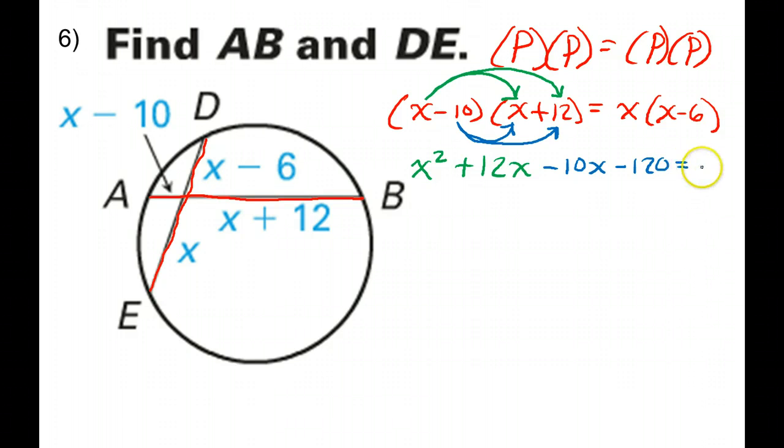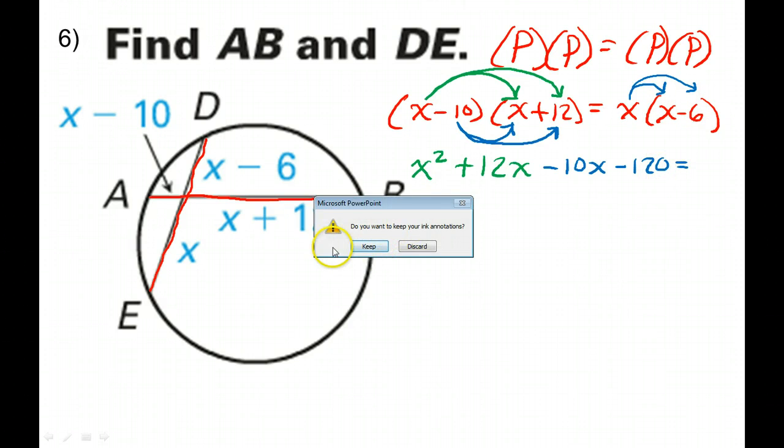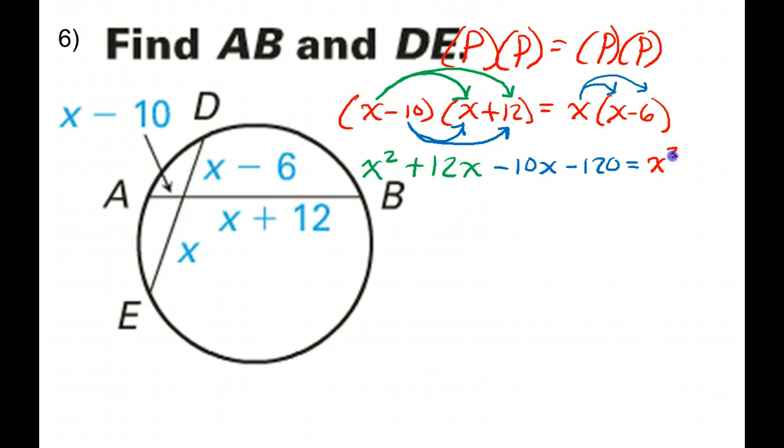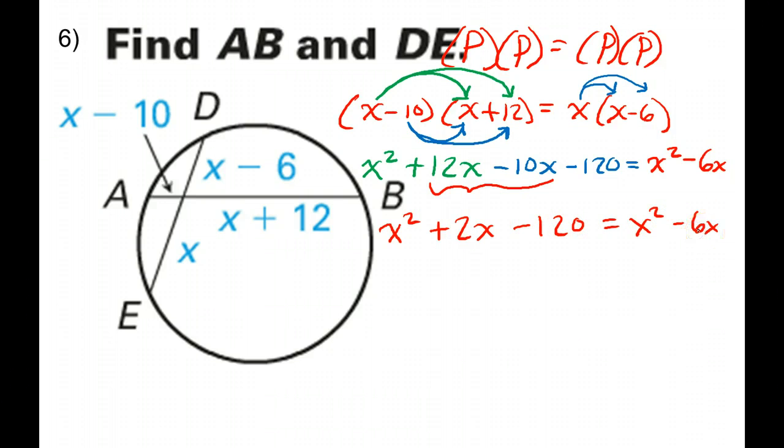Okay, I'm kind of running out of space over here. What should I do? Because I need to do the distributive property over here as well. So that's going to make x squared minus 6x. Can I squeeze it in? Okay, so like I said, x squared minus 6x. Okay, but in this area right here, I've got some like terms to put together. So that's going to be x squared. 12 minus 10 is 2. All right, so that'll be 2x minus 120 is equal to x squared minus 6x.